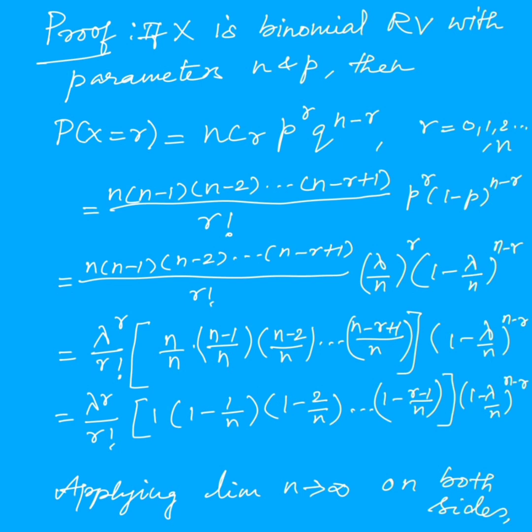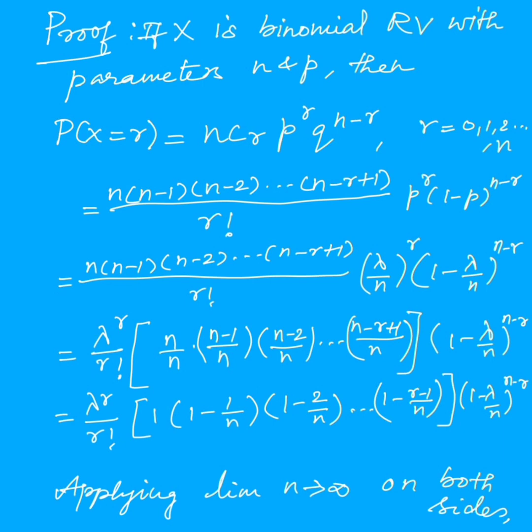The total process is that we start with the binomial distribution's probability mass function and apply the conditions. We will end at the Poisson distribution's probability mass function. So we know P of x equal to r for a binomial random variable x is nCr p power r q power n minus r, where r is 0, 1, 2, 3, etc.